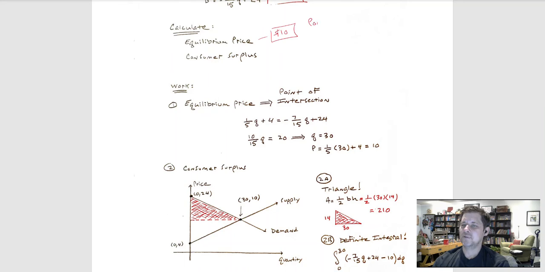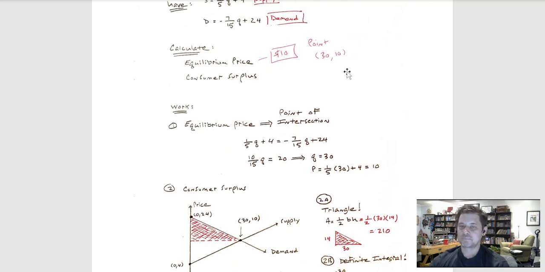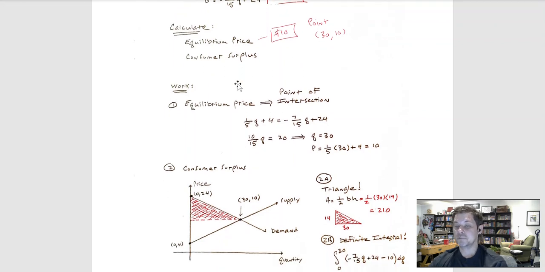If we want the equilibrium point, then that has Q to be 30 and P to be 10. Okay, so just depending on what you're giving for your answer, that's the difference. Now, what about the consumer surplus?